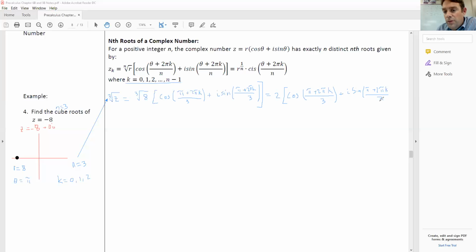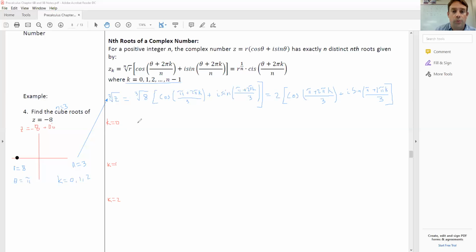So we have this equation. What we're going to end up doing is plugging 0 in for k. I'm going to figure out what each of these distinct roots are. I'm going to plug 1 in for k. I'm even going to go through and plug in 2 for k to figure out what these actual roots are.